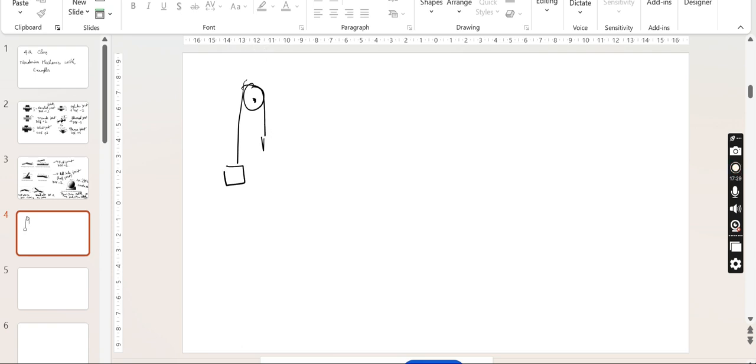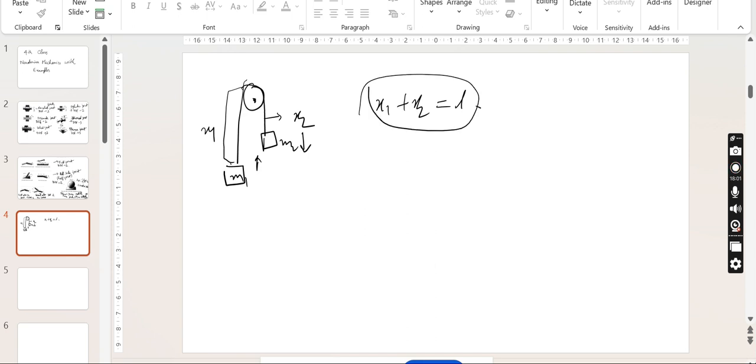The professor already told in class that in a pulley, if we say this length is x2 and this is x1, if this m1 goes up and m2 goes down, we can think that two independent movements are there, but it is not, because in a pulley x1 plus x2 is equal to L. So there we have put a constant, only one degree of freedom here.